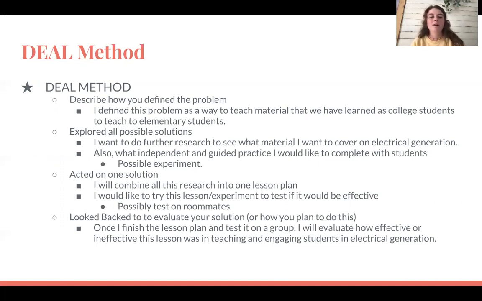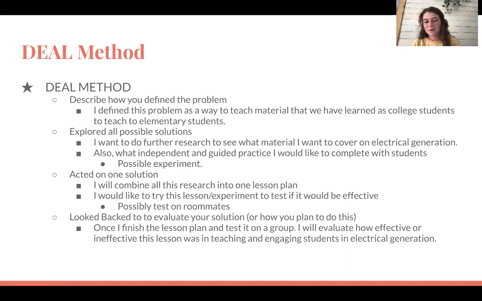E, explore all possible solutions. So I want to do further research to see what material I want to cover on electrical generation, because I kind of just have this broad topic and I want there to be certain standards that the students understand in certain topics. And then also what independent and guided practice I would like to complete with the students, and then a possible experiment. So the independent practice is the thing that they would complete on their own, and the guided practice is the thing that we would do together as a class.